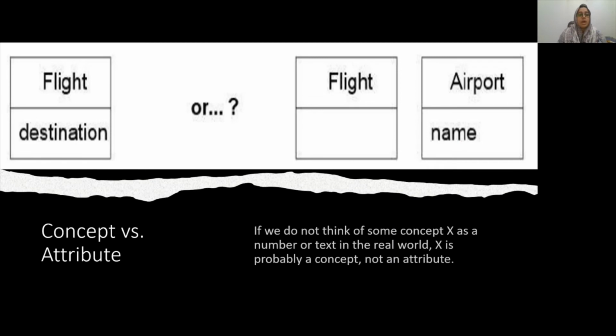Concepts versus attributes. Sometimes a designer cannot decide whether to make a particular entity a concept or an attribute. For example, in this particular example, the destination could be an attribute of the flight concept, like this, or it could be a whole different concept with its own attributes such as the airport name, the location, etc. The rule of thumb is very simple in this scenario. If something cannot be translated into having attributes, then make it an attribute. But if you can think of multiple attributes for a single concept, then it's a concept.